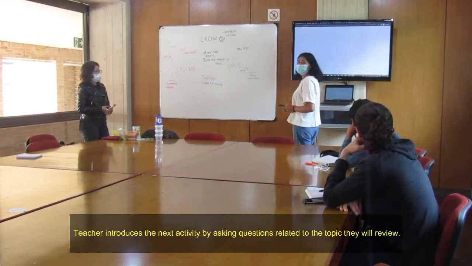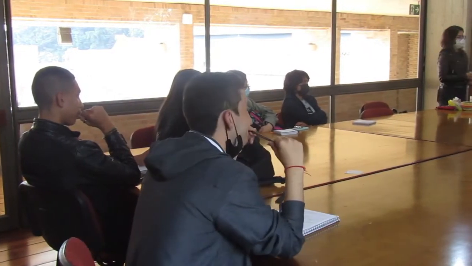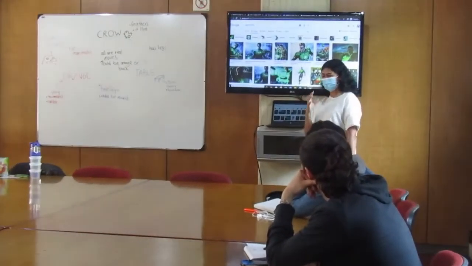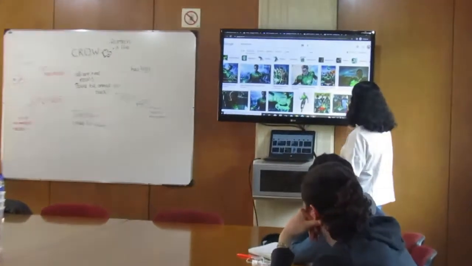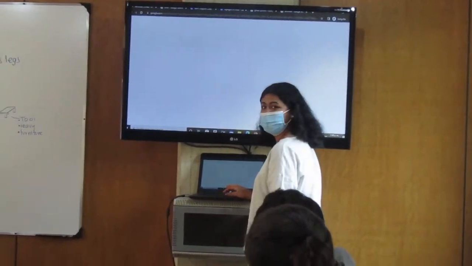Do you know who Green Lantern is? Green Lantern is a superhero who obtains his powers with a ring. It's very weird, kind of a fever dream. But this is Green Lantern for you to see. And does anyone know Ant-Man?